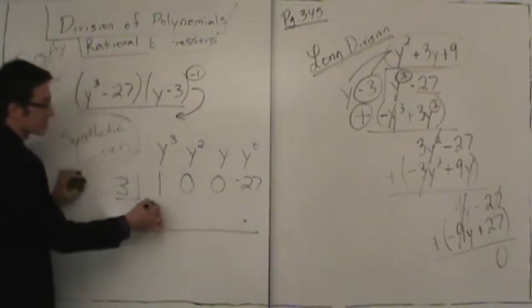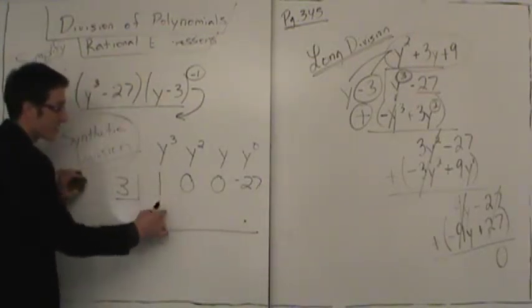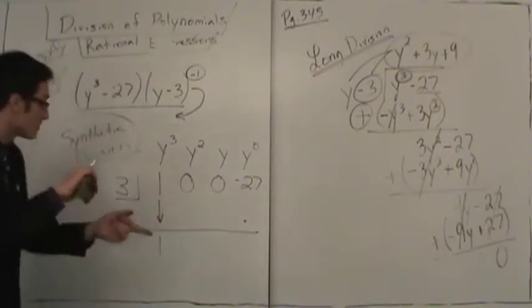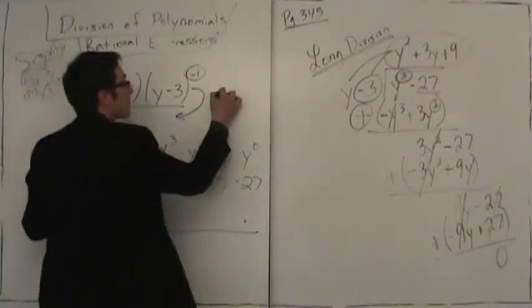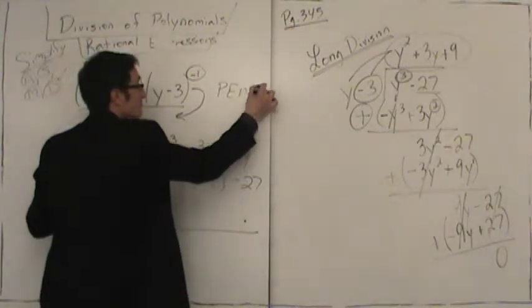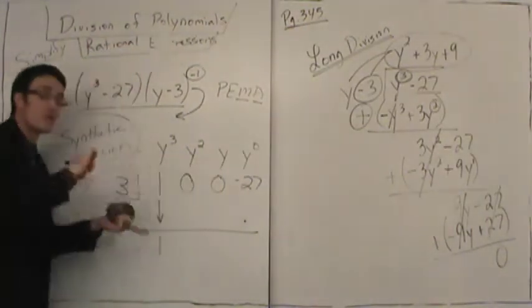And we start this process by bringing down the 1. So bring down the front number. And we do what first? Do we multiply or add first? If you remember, please excuse my dear Aunt Sally, it says that we multiply before we add. So we multiply, then add.